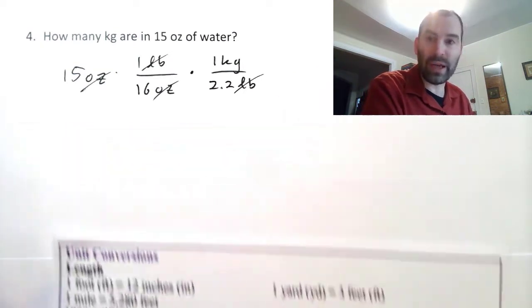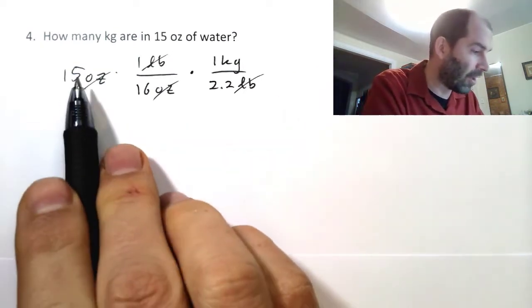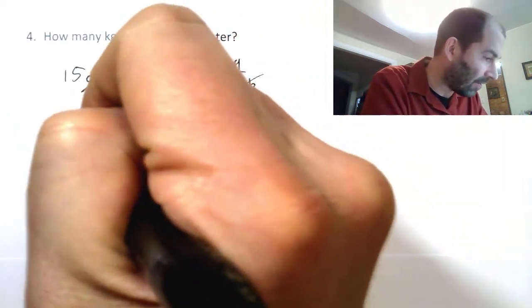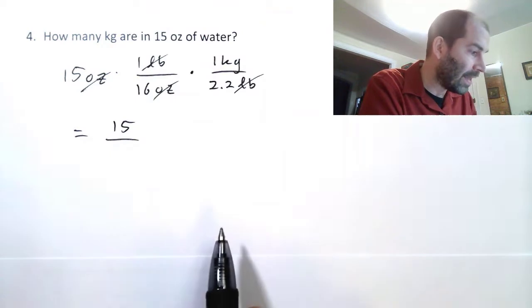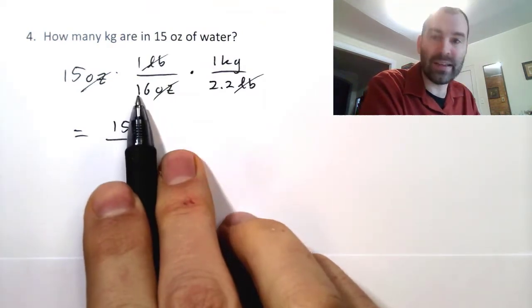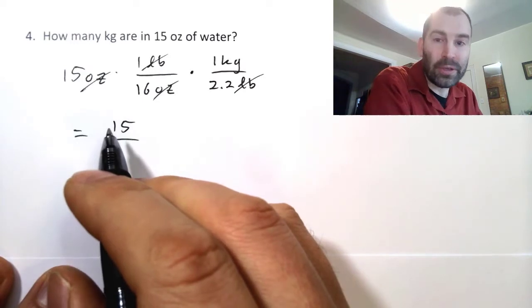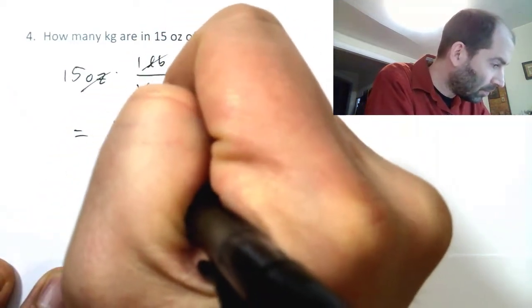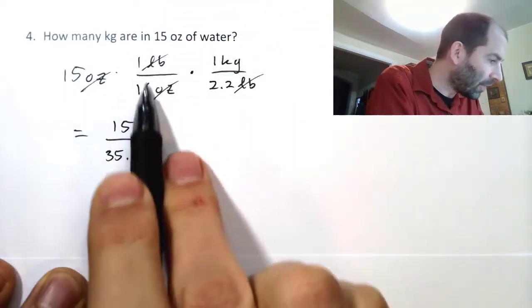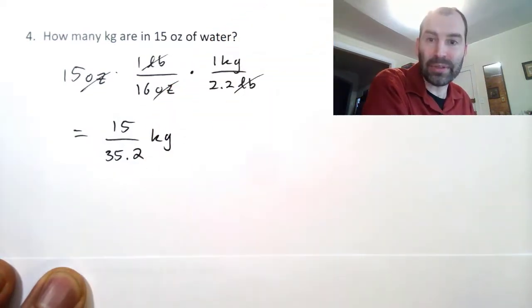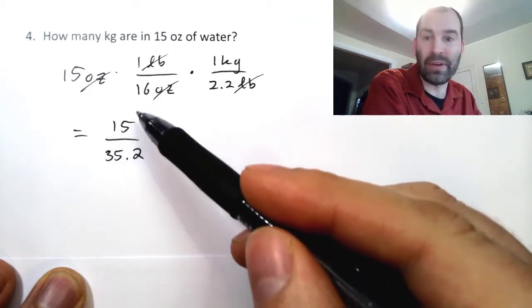So what we're going to do now is compute this out. In the numerator, I have 15 times 1 times 1. So in the numerator, I have 15. In the denominator, I have 16 times 2.2. That's 35.2. And what are the units? Well, everything canceled except the kilograms. So that's just kilograms. So now we just have one final computation remaining, and that is to simplify this.